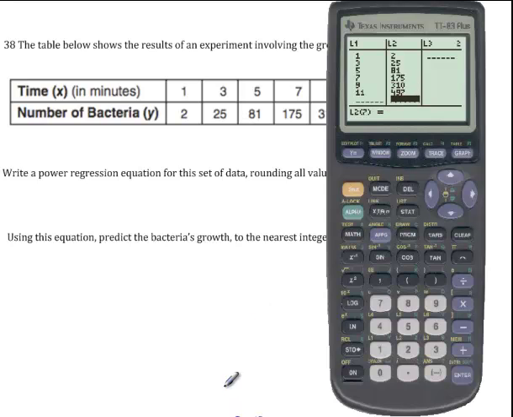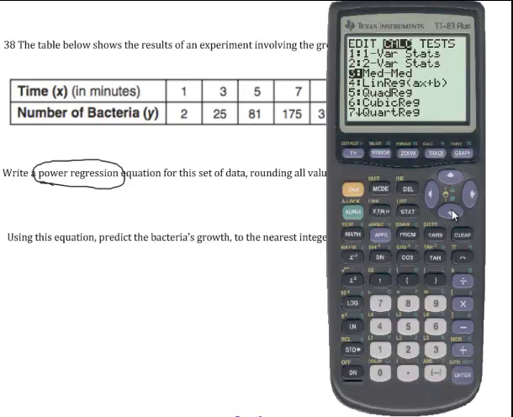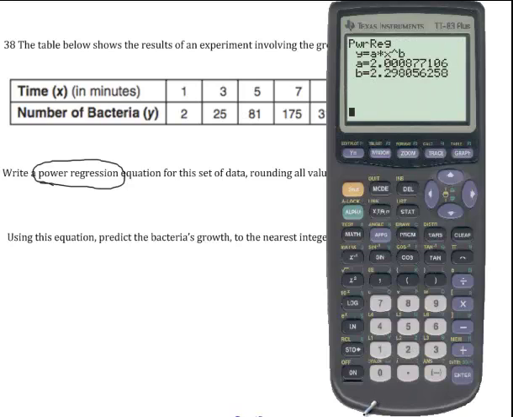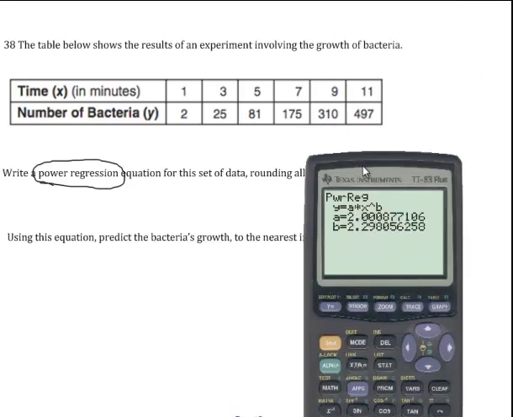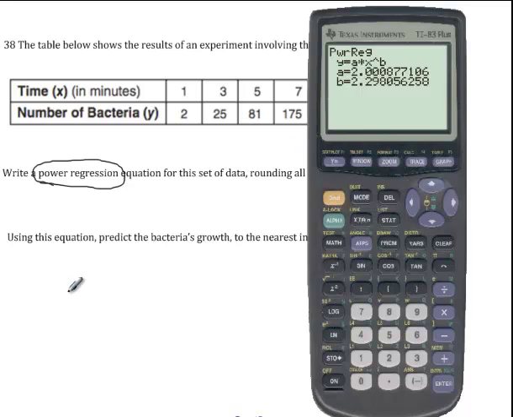All right, so what do they want me to do? Write a power regression. Okay, so I'm going to go into stat, calculate. I go down to a power regression of list 1 and list 2. And where do they want to round my values to? 3 decimal places.